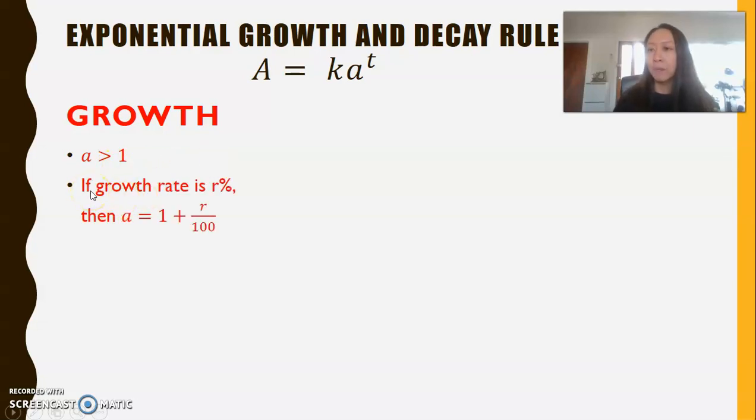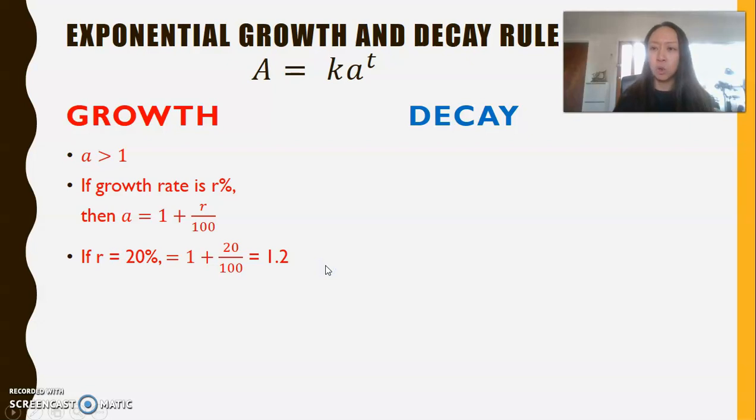For example, if a growth rate is r%, we have to adjust the base value as 1 plus r over 100. Why is that so? That's because originally your value will be 100%. When we convert 100% to a number, it's 1. If we want to convert the percent into a decimal, it's going to be r over 100. Therefore, if r is 20%, then my a value will be 1 plus 20 over 100, so that's going to be 1.2.